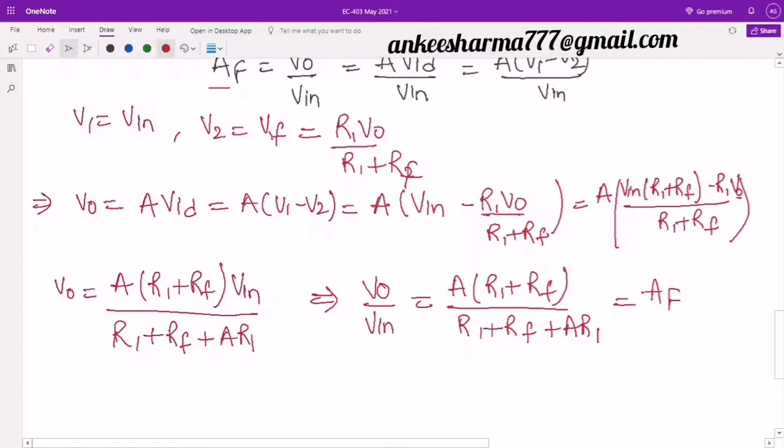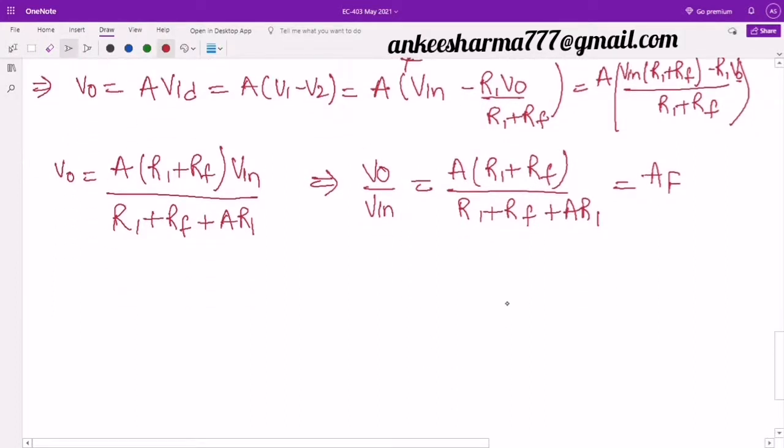Now this is a bit complicated, because here we take some assumptions. So my assumption will be that A times R1 is very much greater than R1 plus RF. Why am I taking that?